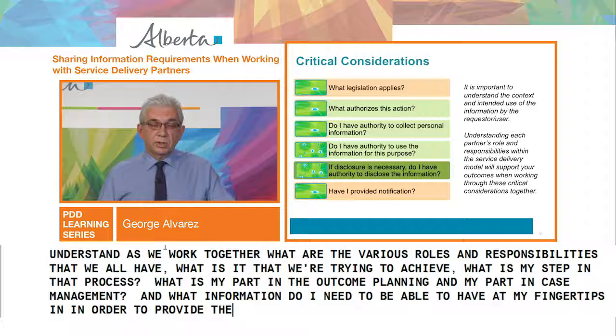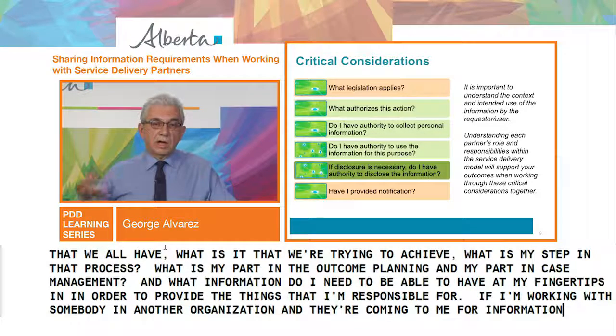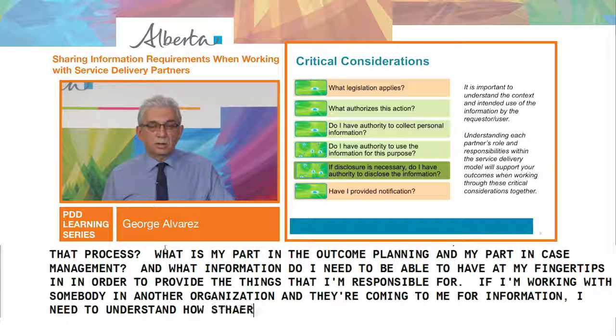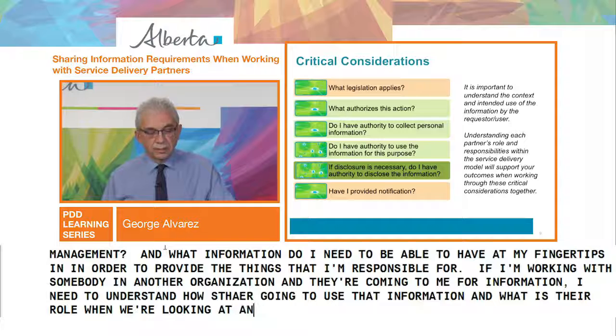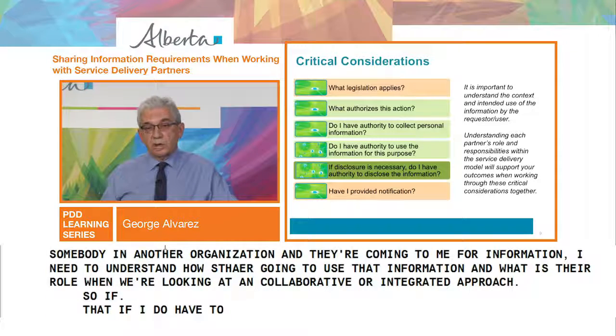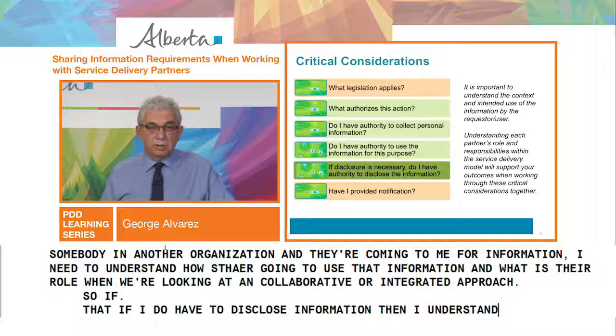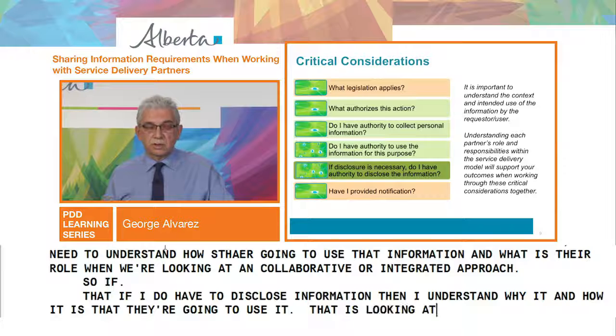And if I'm working with somebody in another organization and they're coming to me for information, I need to understand how they're going to use that information and what is their role when we're looking at a collaborative or an integrated approach. So that if I do have to disclose the information, then I understand why it is and how it is that they're going to be using it. That is looking at all of those authority pieces.